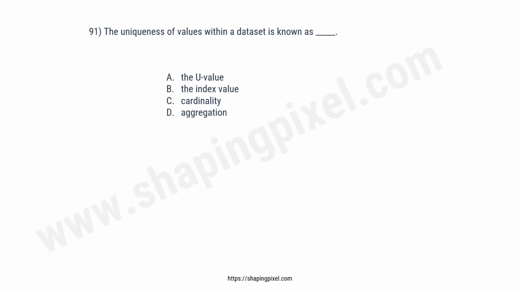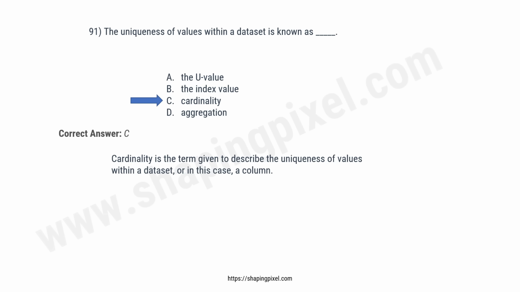Question number 91. The uniqueness of values within a dataset is known as, and we have four options: the U value, the index value, cardinality, aggregation. So the right answer here is option C, cardinality. Cardinality is the term given to describe the uniqueness of values within a dataset, or in this case, a column.